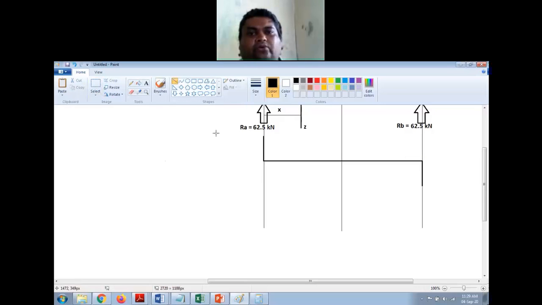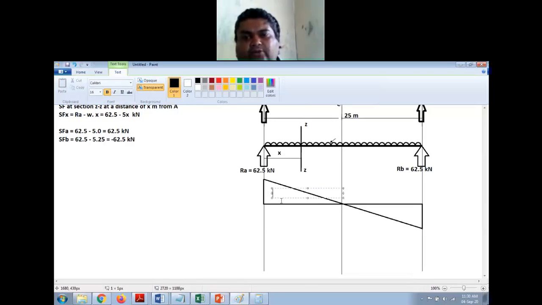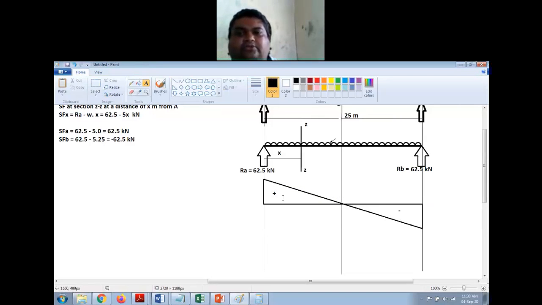Now what you have to do, like we have discussed earlier, the shear force varies linearly along the length of the beam. So I just joined this point and this point because I do not have any other load other than UDL on this, right? It is very simple numerical. That's why it has come like this. Now you just have to put this as plus and this as minus. This is positive shear force. This is negative shear force.